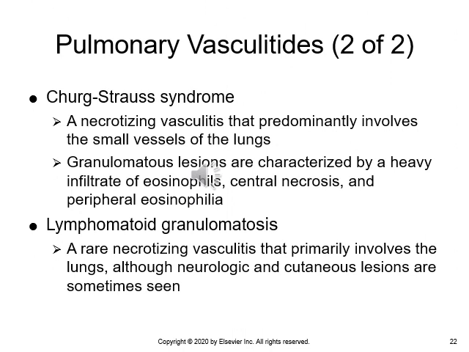Churg-Strauss syndrome is a necrotizing vasculitis that predominantly involves the small vessels of the lungs. Granulomatous lesions are characterized by heavy infiltrate of eosinophils, central necrosis, and peripheral eosinophilia. Cavity formation is rare in this disorder. Clinically, symptoms of asthma usually precede the onset of vasculitis.